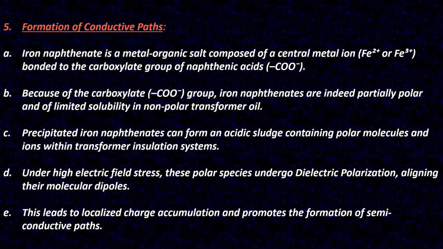Precipitated iron naphthenates can form an acidic sludge containing polar molecules and ions within transformer insulation systems. Under high electric field stress, these polar species undergo dielectric polarization, aligning their molecular dipoles. This leads to localized charge accumulation and promotes the formation of semiconductive paths.